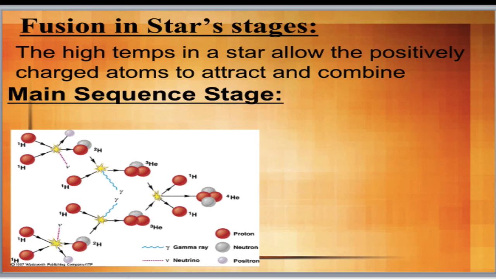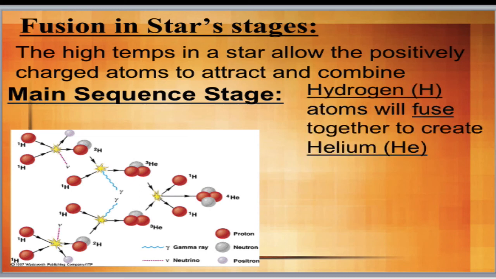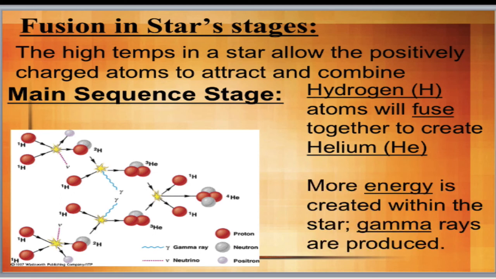Now in this case, we're going to talk about something called the main sequence star. What's going to happen is you're going to take hydrogen atoms, fuse them together just like we talked about, creating helium. And when they fuse, they also release lots and lots of energy. Okay, and the energy that's being released in this case is that gamma radiation. So main sequence stars fuse hydrogen into helium to get their energy.